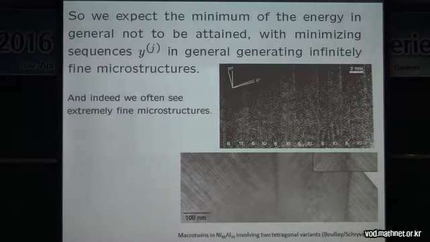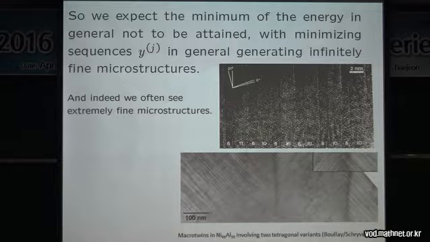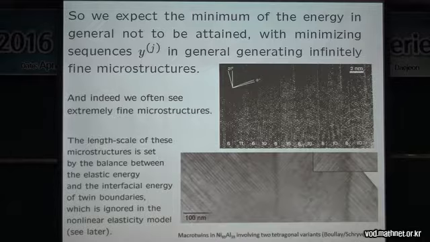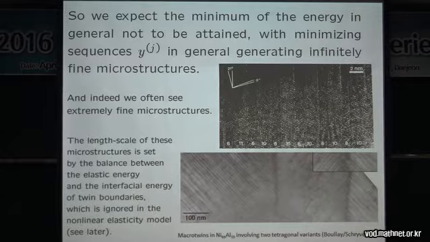And indeed, you often see very fine microstructures. We saw one which was incredibly fine, just 6 or 10 atomic spacings wide. Here's another one in nickel 65, aluminum 35. I'll talk about this particular picture later on. Here you see one family of layers and another one which meet in some interesting interface. Of course, it's not infinitely fine. In fact, there's a length scale to these microstructures, and the conventional way of understanding that length scale is that it is set by the balance between elastic energy in certain parts of the crystal and the interfacial energy of twin boundaries.